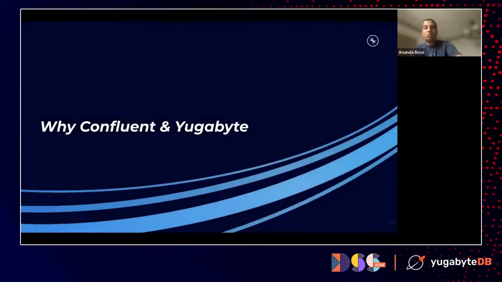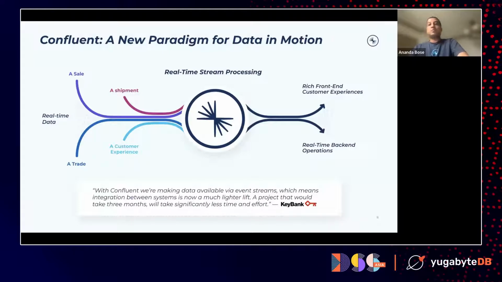So moving on, how can Confluent and Yugabyte actually solve this problem, and why should you look at Confluent and Yugabyte? Confluent is based on Apache Kafka, and our founders were the creators of the original Apache Kafka, and we are a public company which has created a new paradigm for data in motion. The biggest example of that is that we move from data at rest to data in motion, because if you look at business, you typically look at business in the form of events. And events means a shipment, a customer experience, a trade, etc.